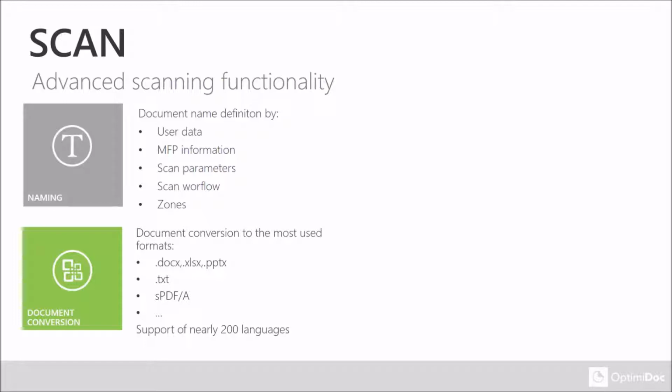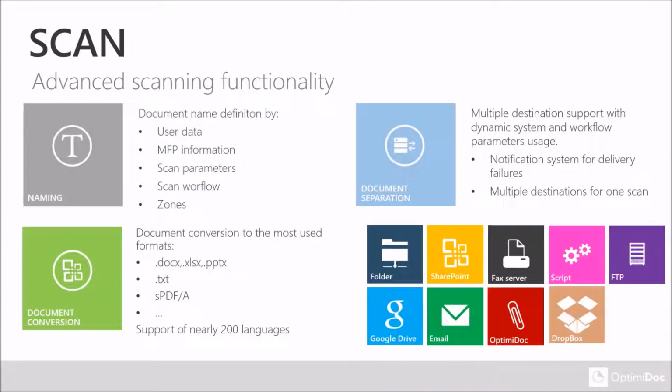When we have the final name and the converted document to the final type, we can store the document to multiple destinations. In the destinations, we are supporting folders, SharePoint, Script, FTP, Google Drive, OptimiDoc, Dropbox, or for example, newly the OneDrive. We have also the system of notifications, when the user is notified if the scan was successfully delivered or there was some problem. Also, in one scanning workflow, you can store the document to multiple destinations like a folder and together with the email.